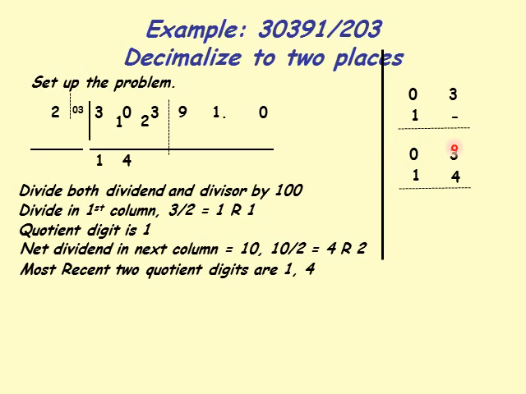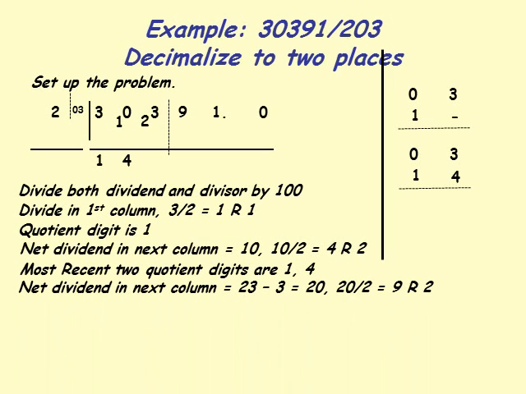I'm showing these written steps so that you know what's going on, but you should be able to say, okay, 0, 3 and 1, 4, which means 3 times 1 and 0 times 4. Let's continue here. The net dividend in the next column is 23 minus 3, which is 3 times 1 plus 0 times 4, so that's 20, and 20 divided by 2, I use a 9, remainder 2. Same thing, I just use the alternate remainder.